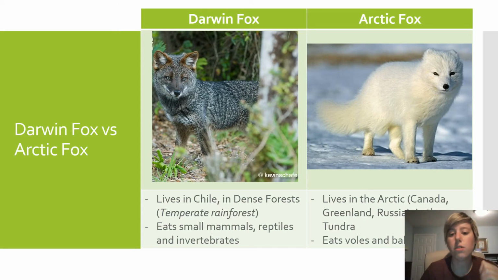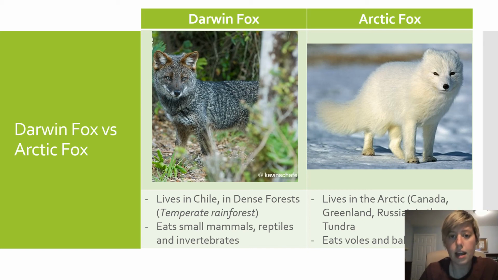So if we're looking at our two different foxes, right? So we have our Darwin fox, we have our Arctic fox. Darwin fox lives in temperate rainforests, eats small mammals, reptiles, and vertebrates. Arctic fox lives in the Arctic. It eats voles and it also eats baby seals.